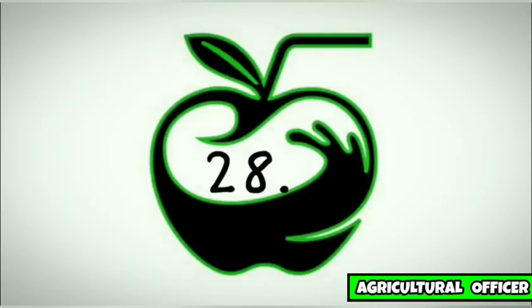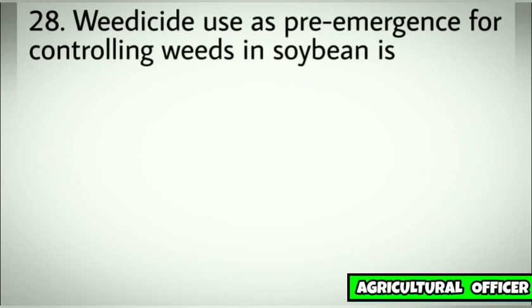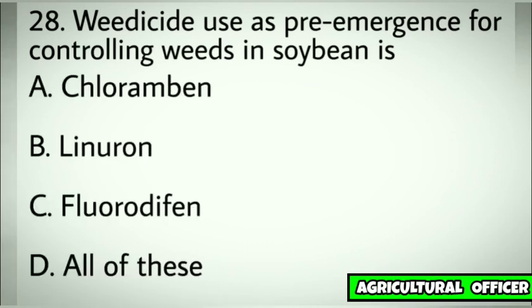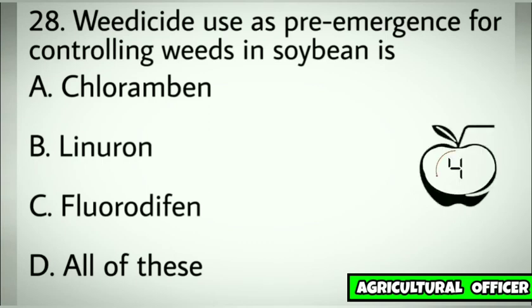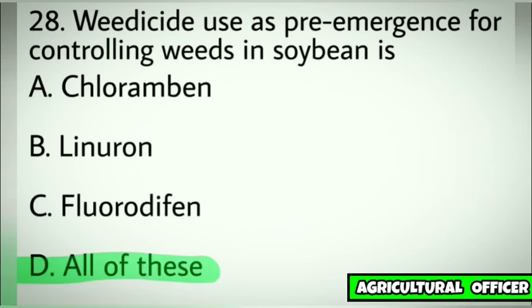Question number 28. Weedicide used as pre-emergence for controlling weeds in soybean is options A. Chloramben, B. Lanuron, C. Fluorodifen, D. All of these. Correct answer D. All of these.